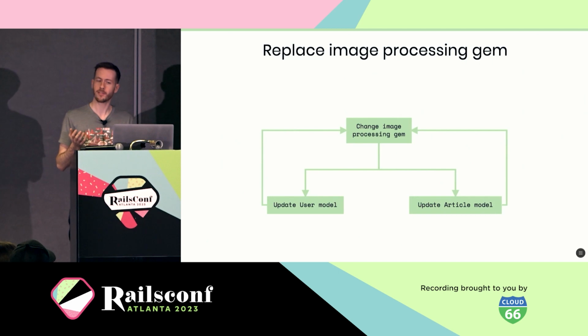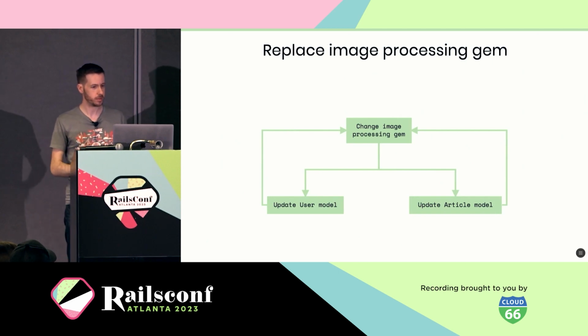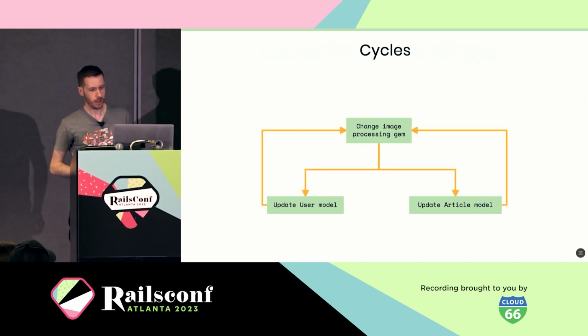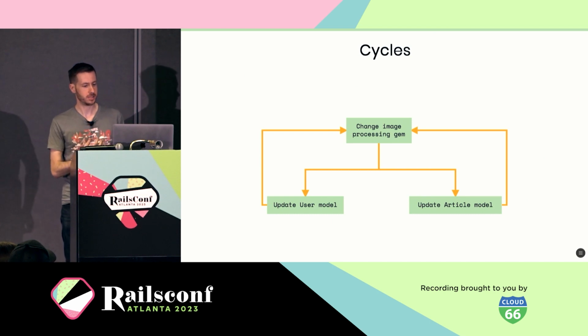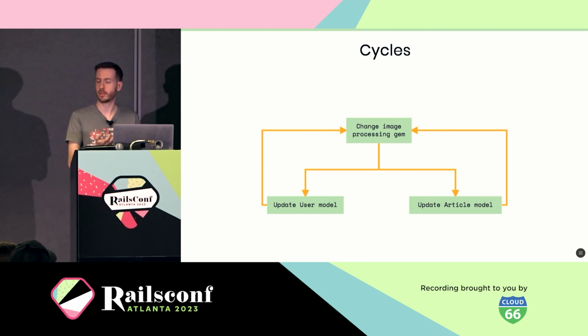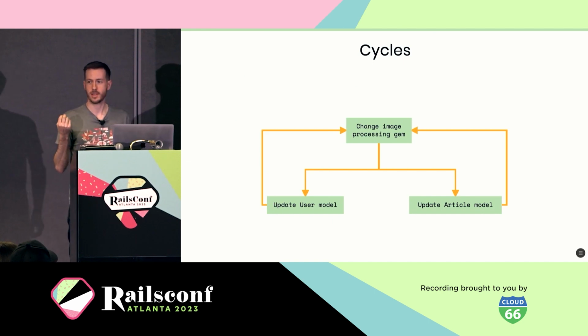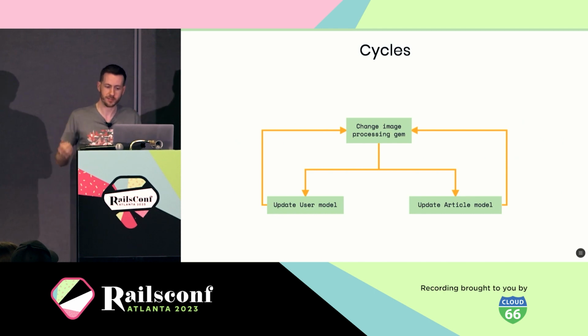If we draw these as a graph, though, you'll notice something a little bit weird. These arrows form cycles. So if we change the image processing gem, we can't do that on its own. That's going to break because the article model is no longer using that API. But if we try to update the article model first, we don't have the new gem that gives us the new API, so we need to first change the image processing gem. So we're in a loop where each thing requires each other, and nothing can be shipped on its own.